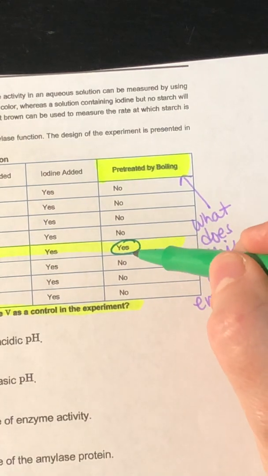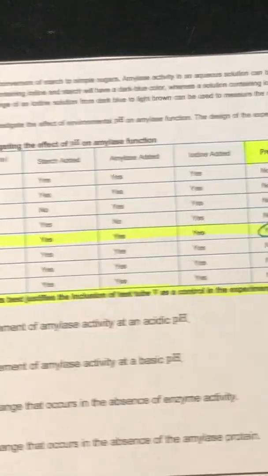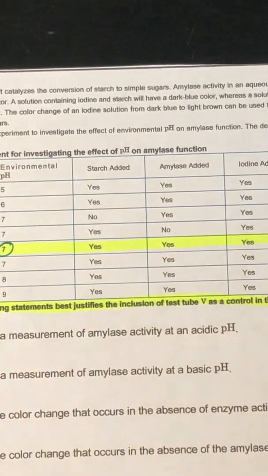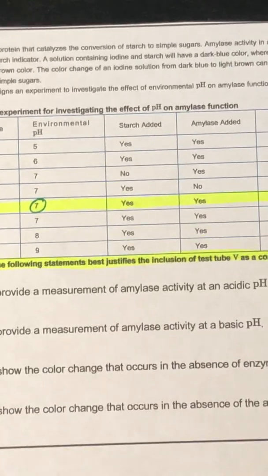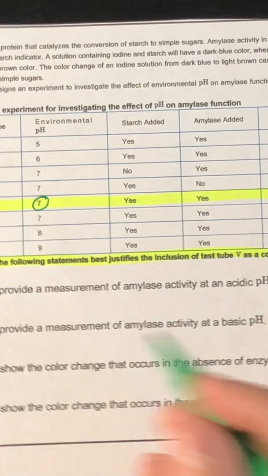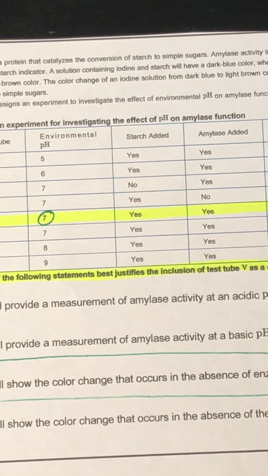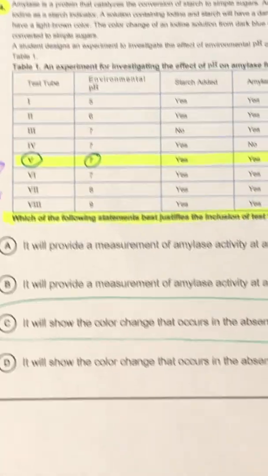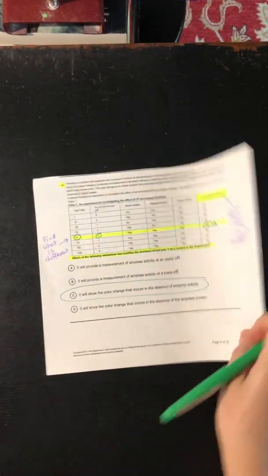So because this was the one thing that was different about test tube 5, because it had other things in common with some of the other test tubes, then that's going to denature the enzyme. So that's what makes it the control, because it is the one where your enzyme activity is absent. And so that's going to be C. So it'll show you what happens when the enzyme is not working, okay? So the answer to number 4 was C.